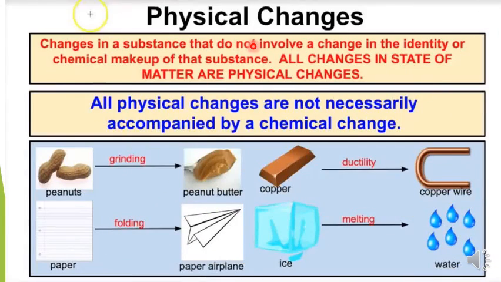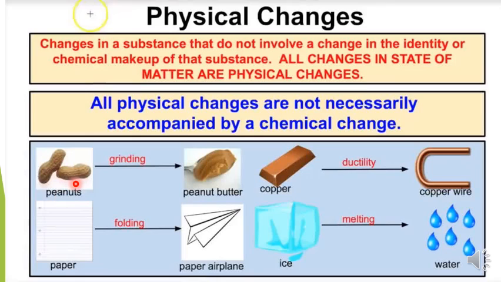A change in a substance that does not involve a change in the identity or chemical makeup of that substance. All changes in state of matter are physical changes. State of matter means converting solid into liquid, liquid into gas, gas into solid again, gas into liquid. Like that, changes in states of matter are all examples of physical change. Physical changes are not necessarily accompanied by a chemical change.